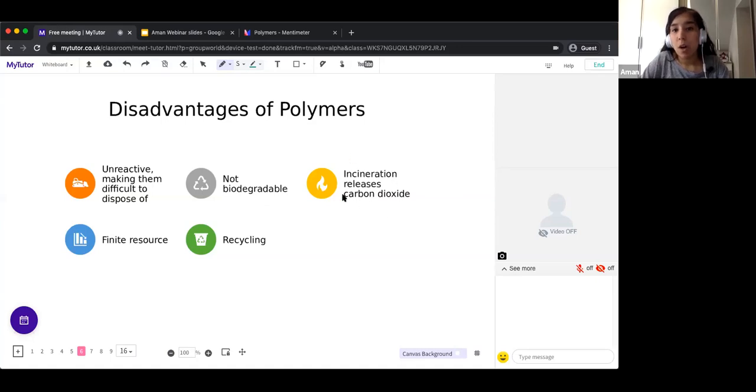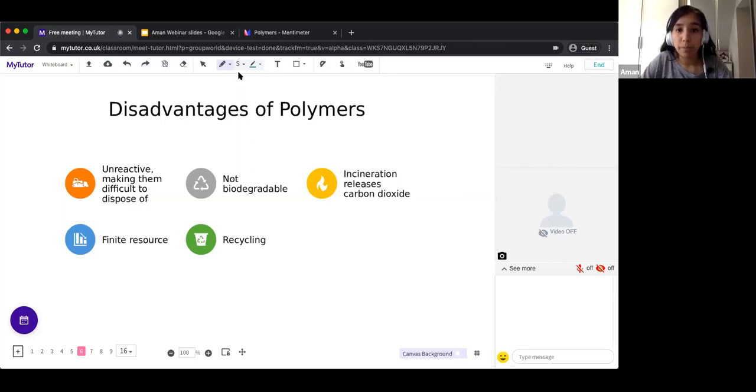Incineration releases carbon dioxide. So if you remember last week, we went through loads and loads of combustion reactions of all the different groups. Polymers do combust, or they burn, and that releases carbon dioxide. And what's the danger with carbon dioxide? Why don't we like carbon dioxide being released? What's the problem with carbon dioxide? Yep, it's a greenhouse gas. It contributes to global warming, climate change. Excellent, all really great answers.